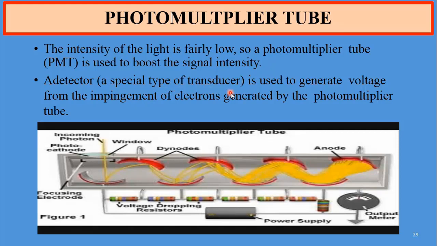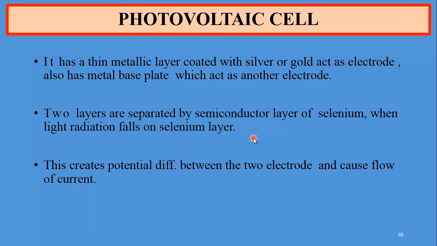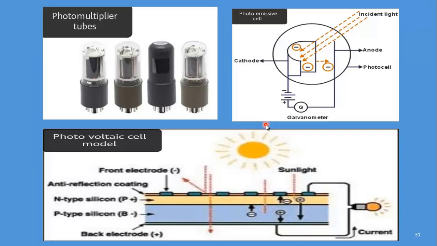A special type of transducer is used to generate voltage from the flow of electrons generated by the photomultiplier tube. Then the photovoltaic cell has a thin metallic layer coated with silver or gold which acts as an electrode. It also has a metal base plate which acts as another electrode, meaning cathode and anode are present in the photovoltaic cell. The two layers are separated by a semiconductor layer of selenium. When light radiation falls on the selenium layer, it creates a potential difference. So this is the diagram of the photomultiplier tube.